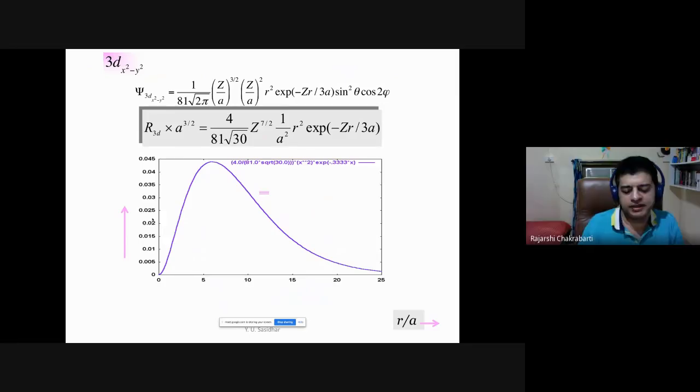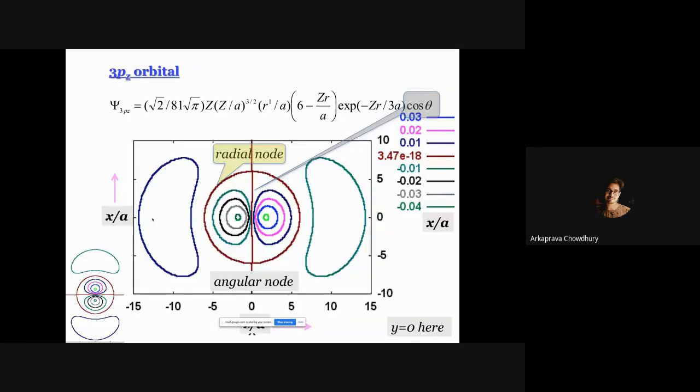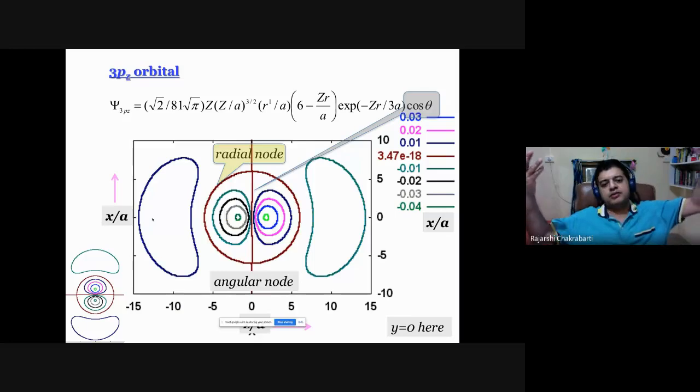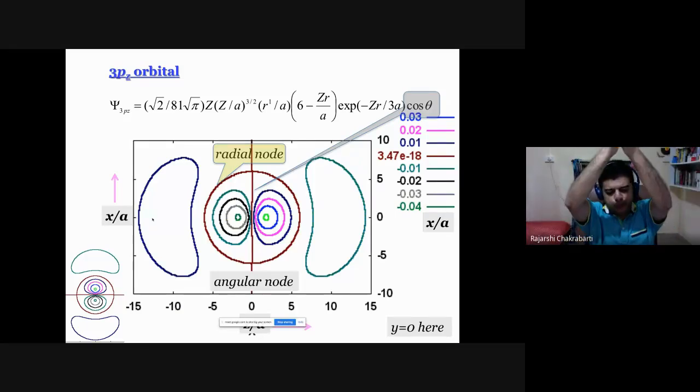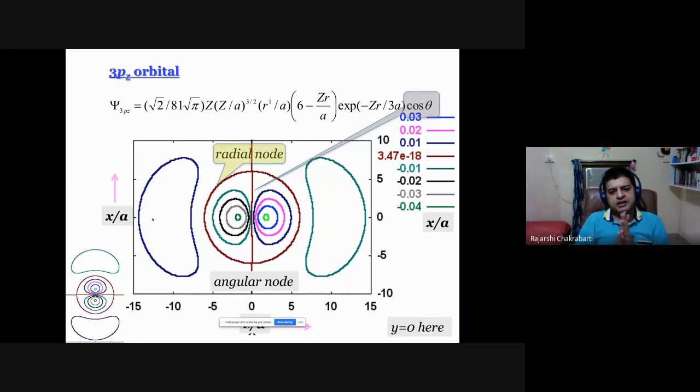Sir, what is the difference between nodal surface and nodal plane? Are they similar? See, nodal plane means just like you put a plane like this. Here the angular node is a nodal plane.